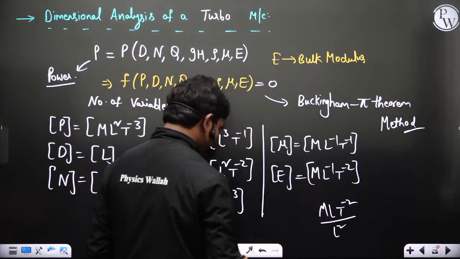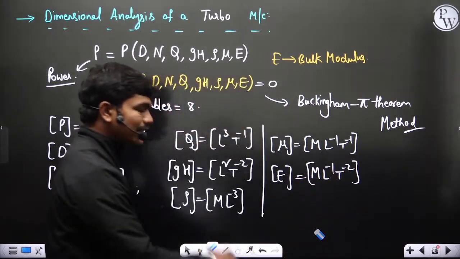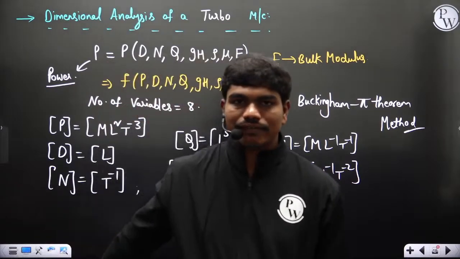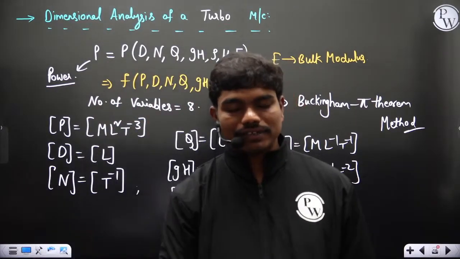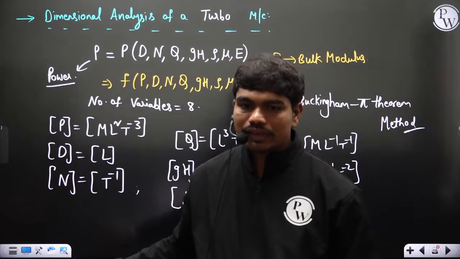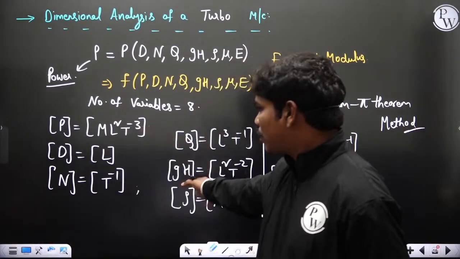So these are the fundamental dimensions of any of these 8 quantities involved. Correct? Please cross check whether I have made any mistake in the L power or T power at any place. Is it clear to all of you? These are just the dimensions of the fundamental quantities which are involved.